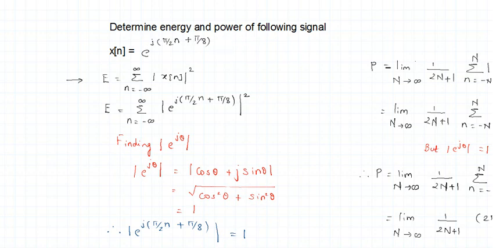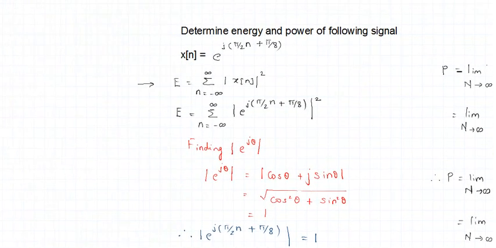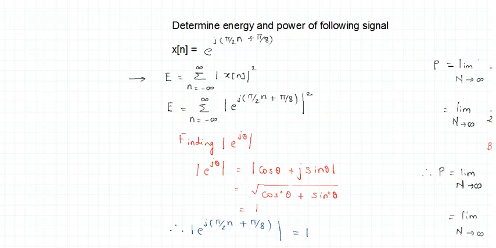Let us first focus on the energy of the signal. We know that the given signal is a DT signal. There is a term n which comes here, which indicates that the given signal is a DT signal. So we use the energy equation of the DT signal: n goes from minus infinity to plus infinity of mod of x[n] square.